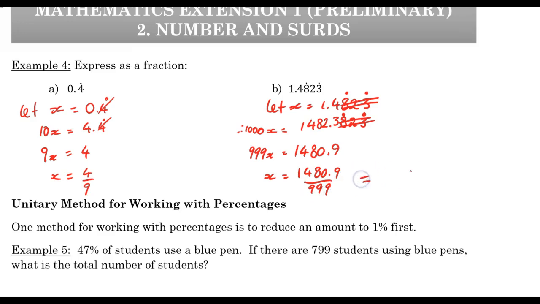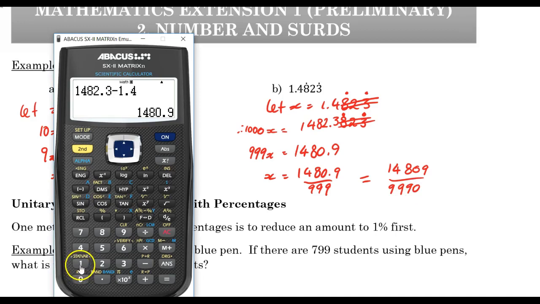That's a bit unsatisfactory because I have a decimal up the top. So I multiply top and bottom by 10, and I get 14,809 over 9,990. Can it be simplified? I'll check with the calculator, 14809 over 9990 equals, there we go. Well, it didn't simplify down. It gave us our answer.